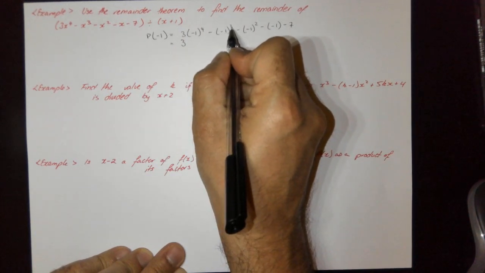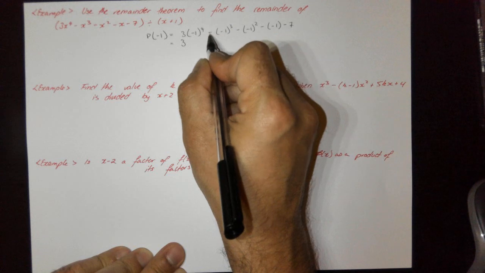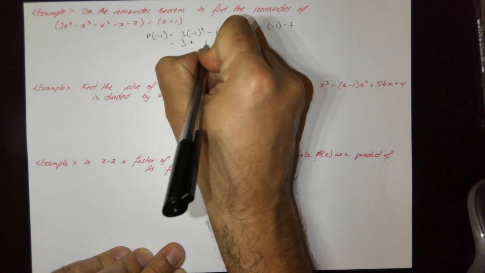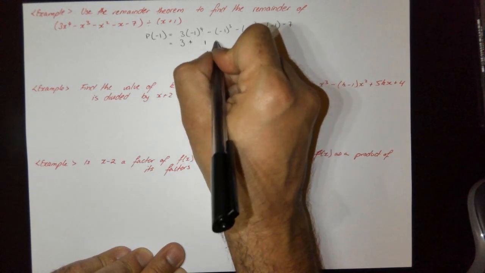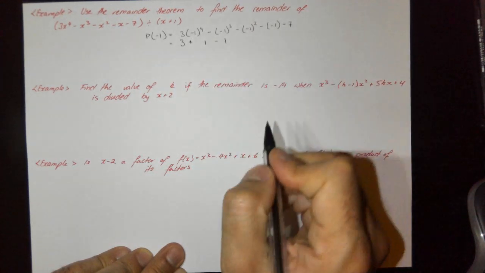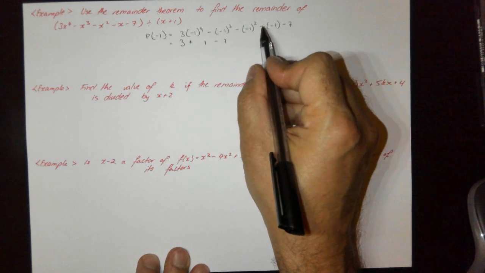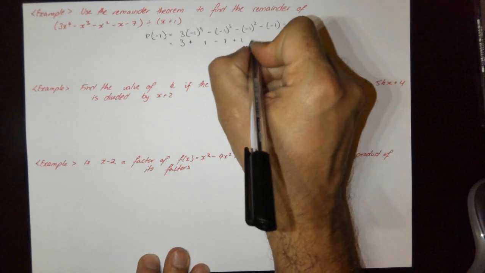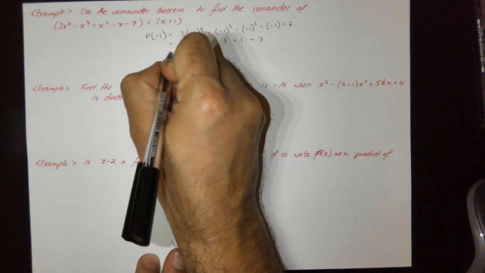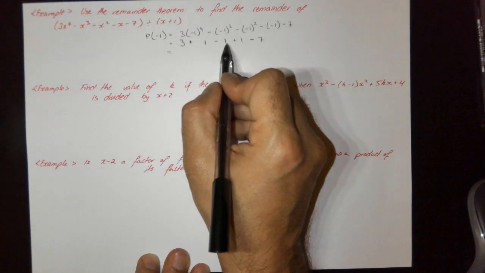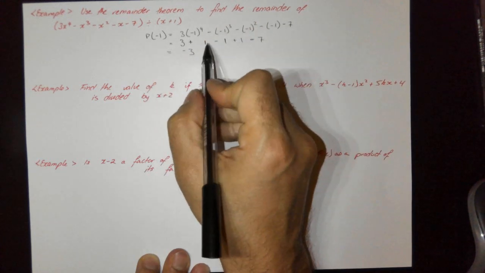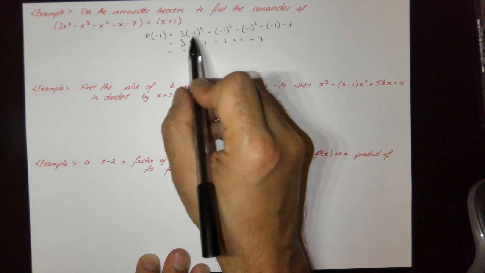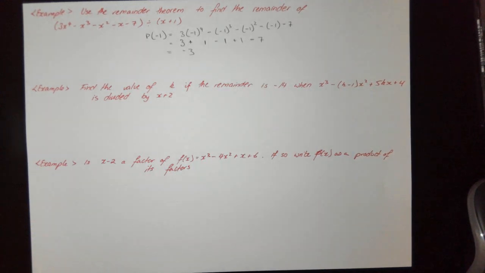Negative 1 to the power of 3 stays as negative 1. With a negative, that becomes positive now. Negative 1 squared becomes positive, so that stays, so negative 1. So the two negatives make a positive, minus 7. So 4, minus 3. They should cancel out. 4 take away 3, yeah. So, yes, good. Okay, minus 3. So the remainder is negative 3.